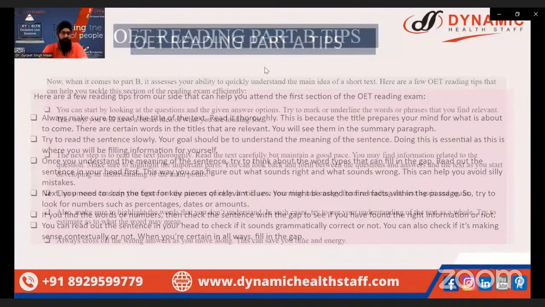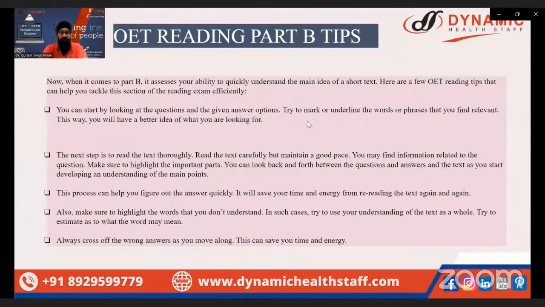Coming to part B, there will be multiple choice questions again. It will help you to have a clear understanding of all the three options, because there will be three options. It is certain that they will be writing all the three options in the paragraph. So make a mark or underline keywords.